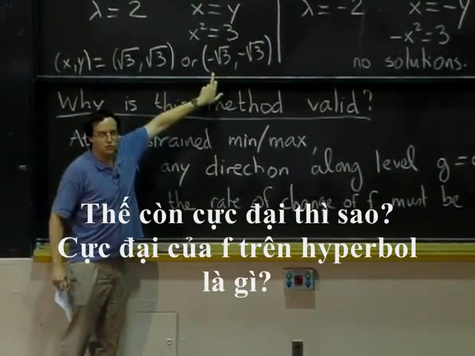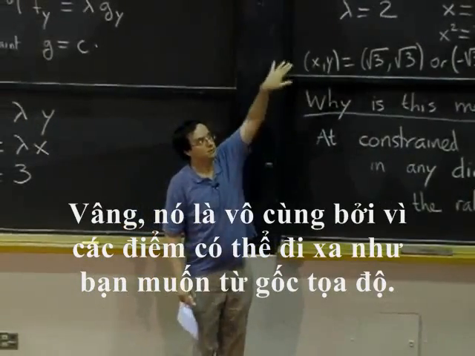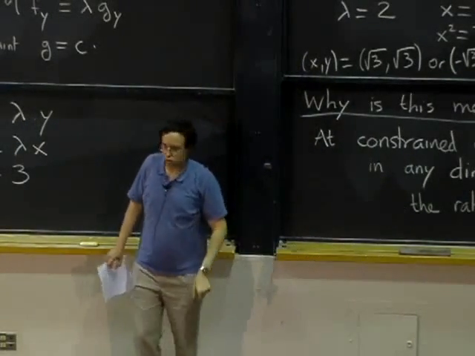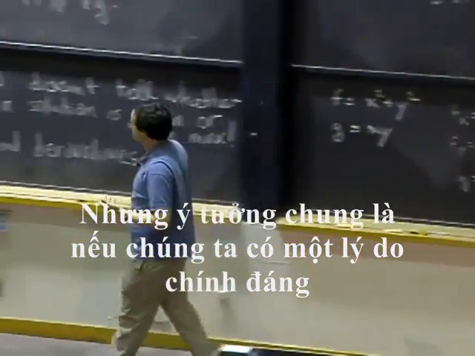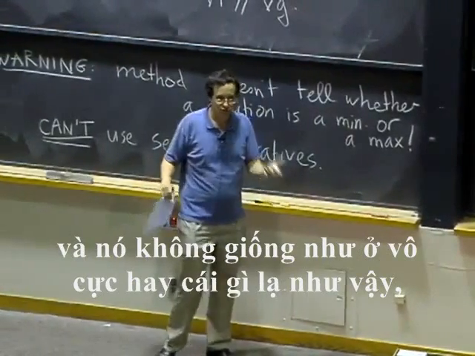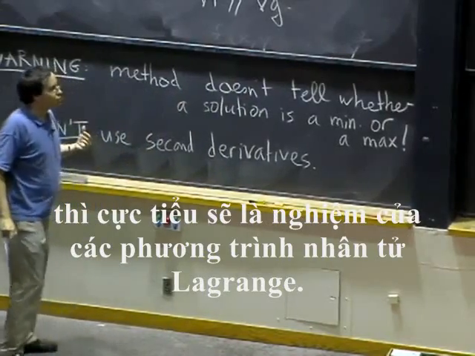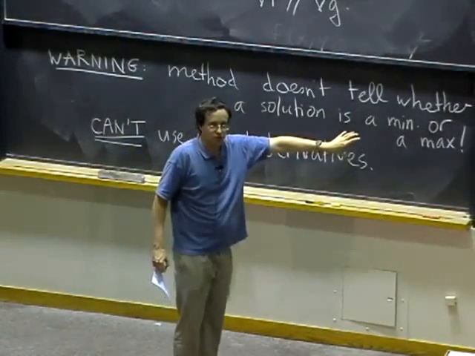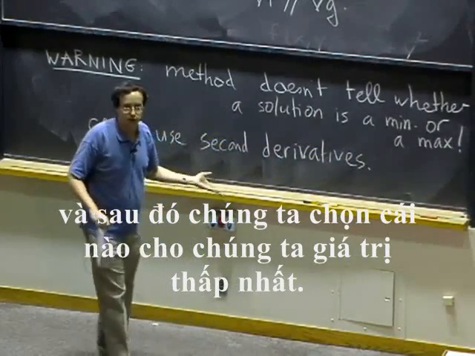These 2 points are tied for minimum. What about the maximum? What's the maximum of f on the hyperbola? Well, it's infinity, because the point can go as far as you want from the origin. But the general idea is if we have a good reason to believe that there should be a minimum, and that it's not at infinity or something weird like that, then the minimum will be a solution of the Lagrange multiplier equations. So we just look for all the solutions, and then we choose the one that gives us the lowest value.